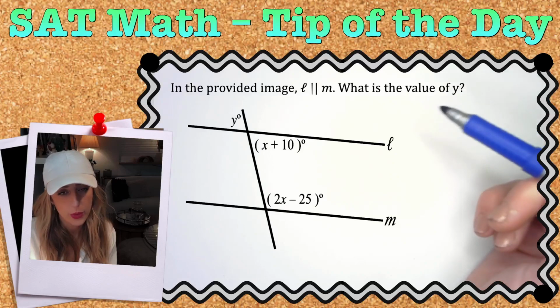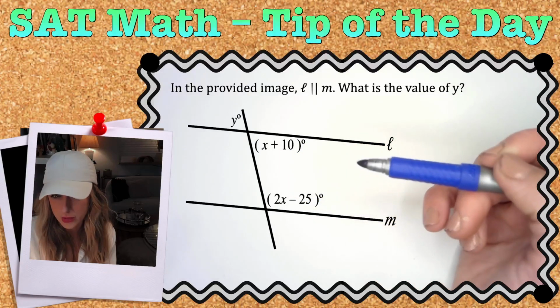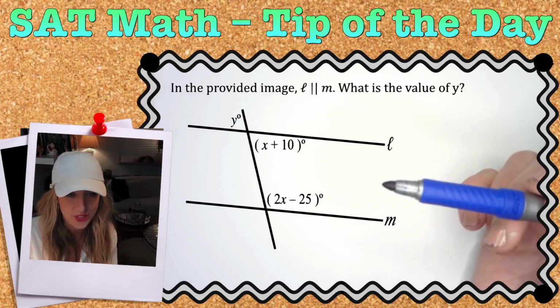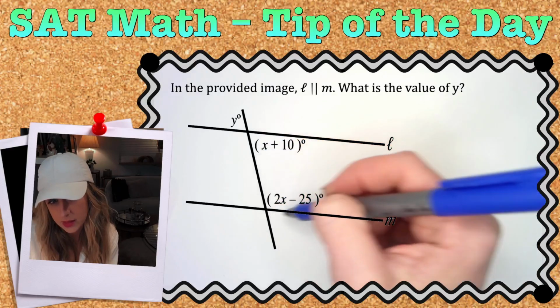Now, what do people do? I don't know what people think, and they set X plus 10 equal to 2X minus 25. So if that's what you're thinking, no, that's very silly, right? That's not the case. What is the case, right?